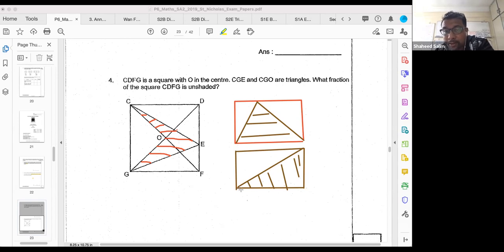How do you know? Half times base times height. The base and the height are the same. If you don't believe, I cut down here. Watch. Can you see this is half of this? This is half of this. So this triangle is half of the whole rectangle. You must understand the concept first.